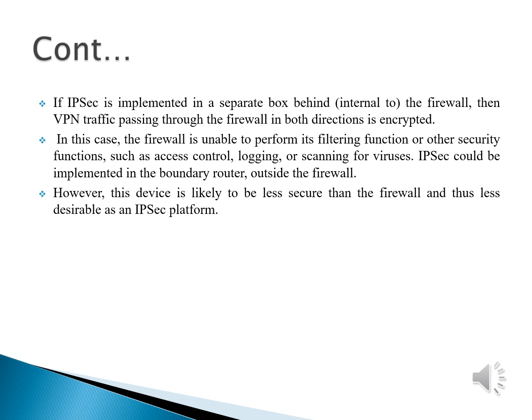A logical means of implementing IPsec is in a firewall, as shown in the figure. If IPsec is implemented in a separate box behind the firewall, then VPN traffic passing through the firewall in both directions is encrypted. In this case, the firewall is unable to perform its filtering function or other security functions, such as access control, logging, or scanning for viruses. IPsec could be implemented in the boundary router outside the firewall. However, this device is likely to be less secure than the firewall and thus less desirable as an IPsec platform.